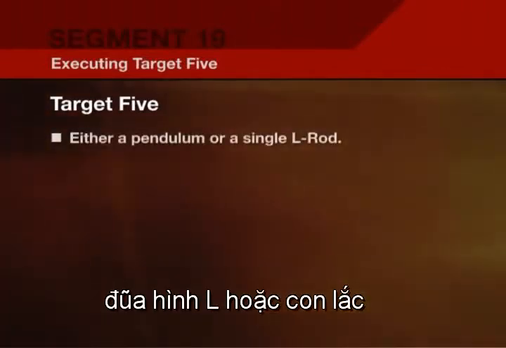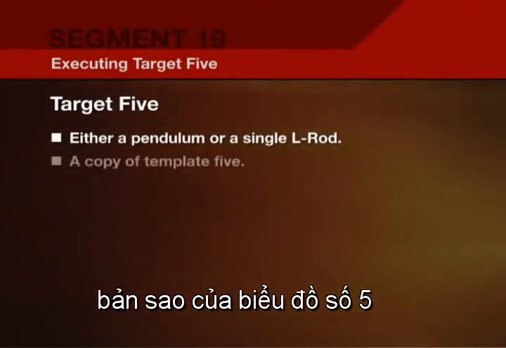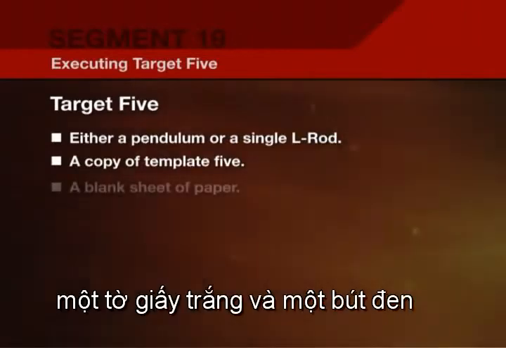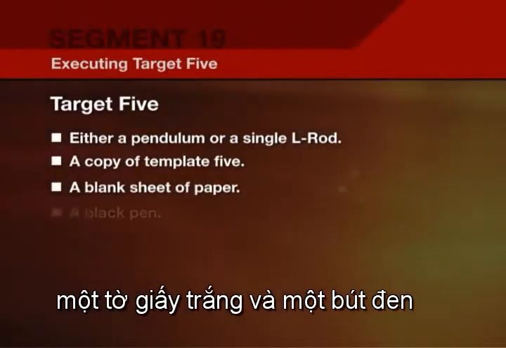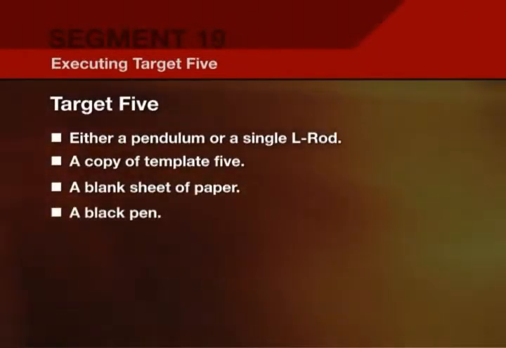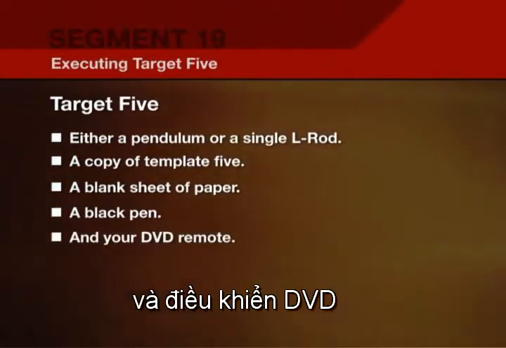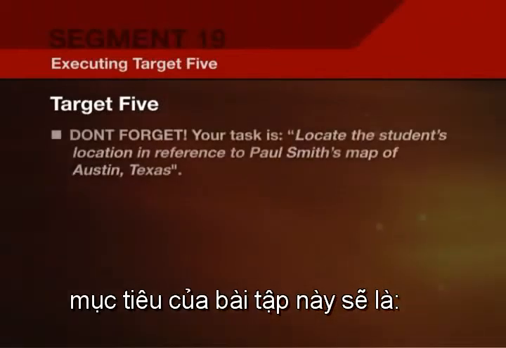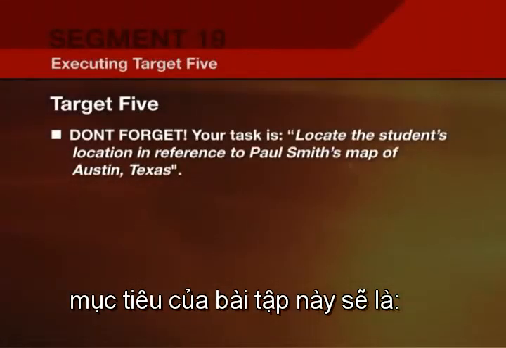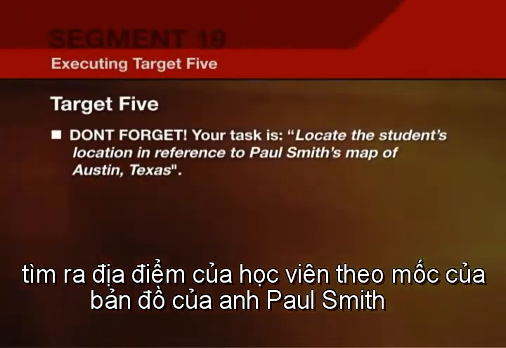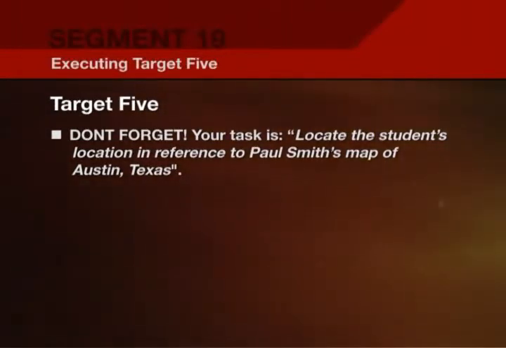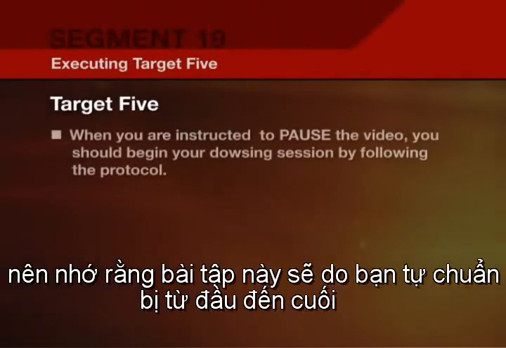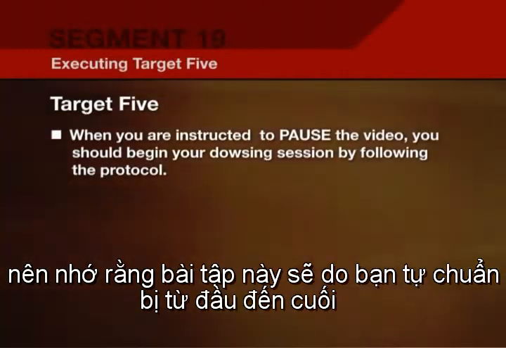A pendulum or an L rod, a copy of Template 5, a blank sheet of paper, a black pen, and finally, the remote to your DVD player. Your task for this target is to locate the student's location in reference to Paul Smith's map of Austin, Texas. Remember, this target will be prepared and executed entirely by you.